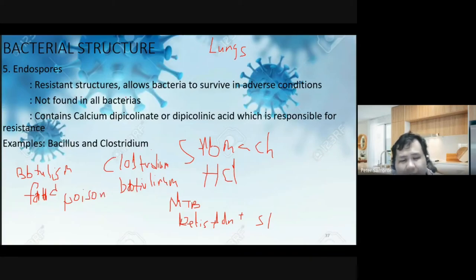Now, how are endospores resistant? They contain what you call calcium dipicolinate, or dipicolinic acid. Calcium dipicolinate, or dipicolinic acid, is responsible for that resistance. Another example would be your Bacillus, which would be your anthrax, Bacillus anthracis, and your Clostridium. An example of that would be your Clostridium botulinum.